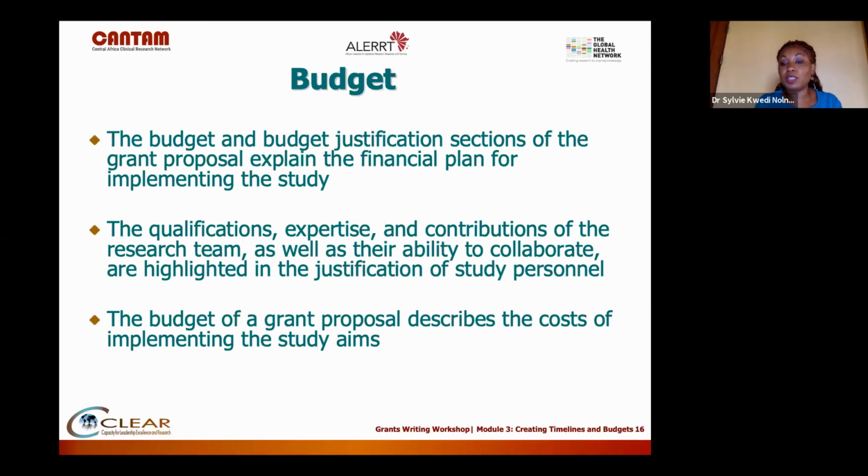The budget and the budget justification section will show that as a researcher, you have a good understanding of the materials, the equipment, the personnel, and all the other resources that are required to implement your study the way you proposed it. It's very specific what you have to put in the budget.